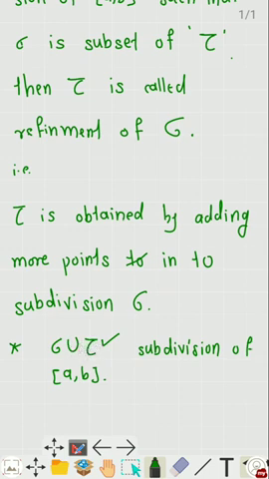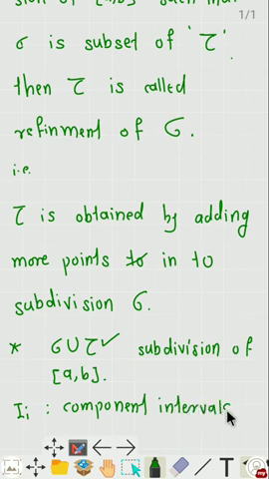The intervals I1, I2 up to In are called component intervals of the subdivision sigma. So I runs from 1 to n, and these subintervals are called component intervals.